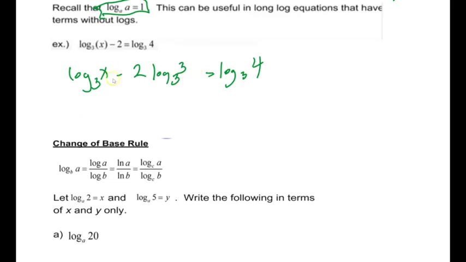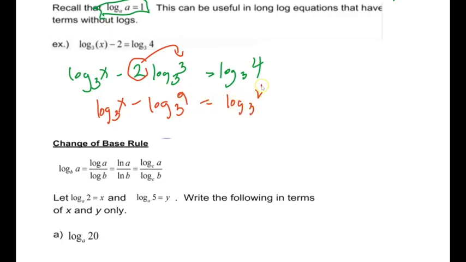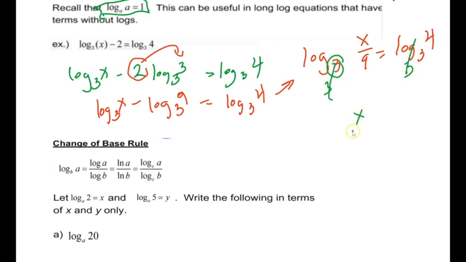I can't take the 3 of each side because there's multiple logs. I got to condense the side first. And the way we condense it is we move this over here. I get log 3 of x minus log 3 of 3 squared, which is 9, equals log 3 to the 4th. Minus means divide. Log 3 of x over 9 equals log 3, 4. The way we cancel out a log is you look at the base and take that to both sides. These cancel and these cancel. x over 9 equals 4, times by 9, x equals 36.